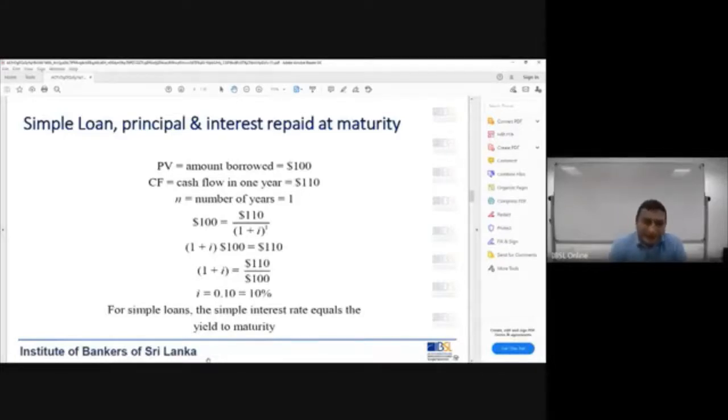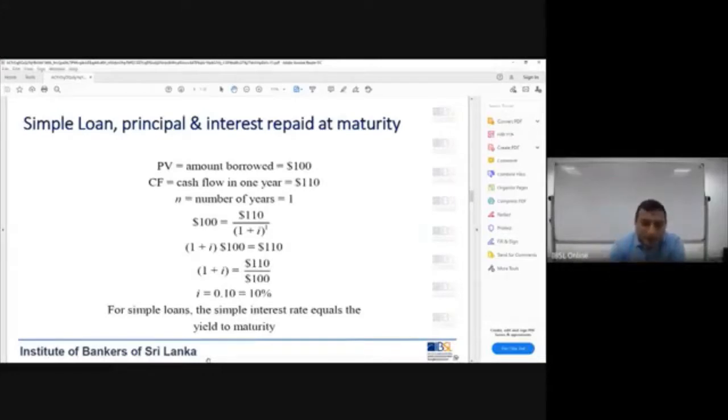That's the value that you get in 1 year, over 1 plus i, where i is the variable, the interest rate we don't know here, to the power n, and n is 1. So very simple. You see the simplification of this equation. You take the denominator to the other side of the equation. That's where the $100 is. Then 1 plus i times $100 equals $110.